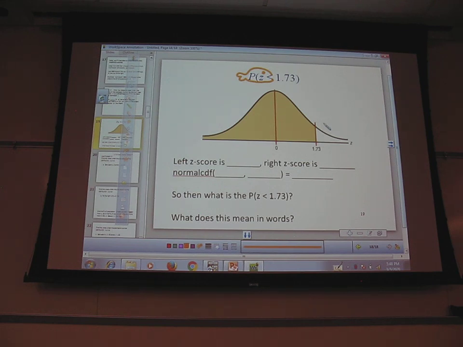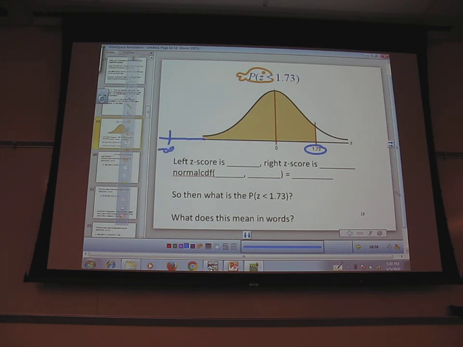Okay. So this means z is less than 1.73. So here's 1.73 and z is less than it. It's on this side over here, the less than side. So what's my left z-score? Is this on the left side or the right side? What's the bottom side of this shaded area? You're way over here. Do you guys see what I'm saying? So what's this? It's negative infinity.